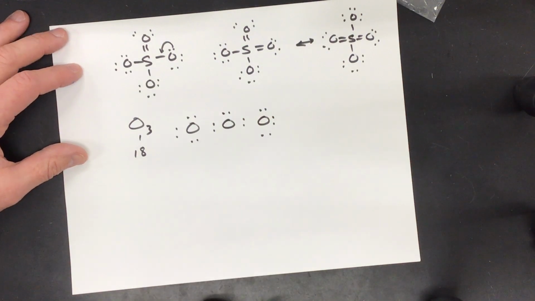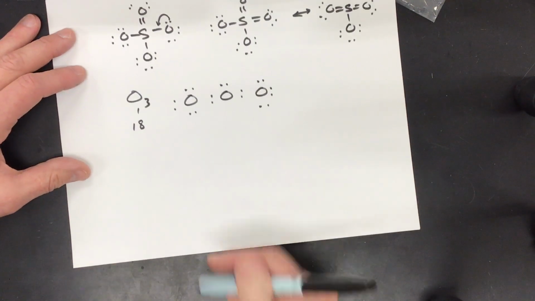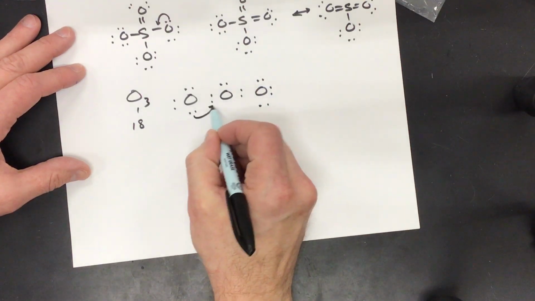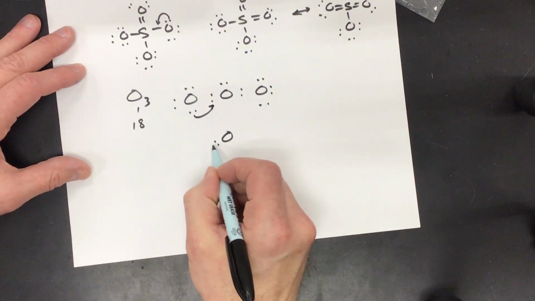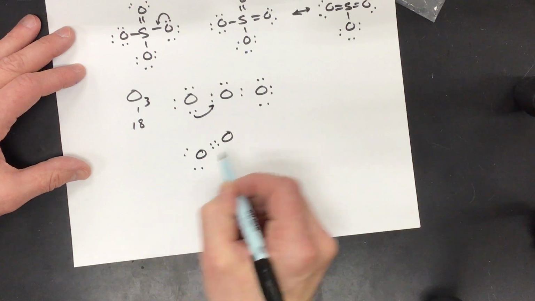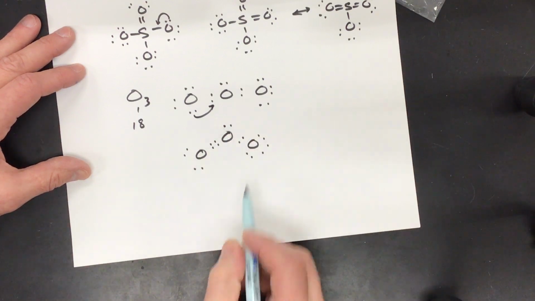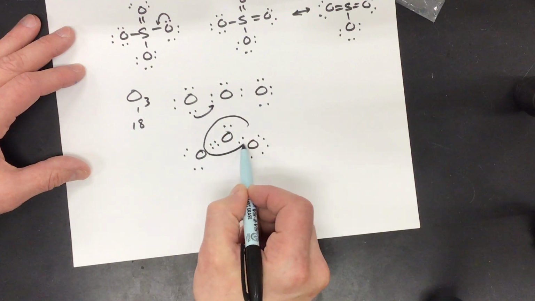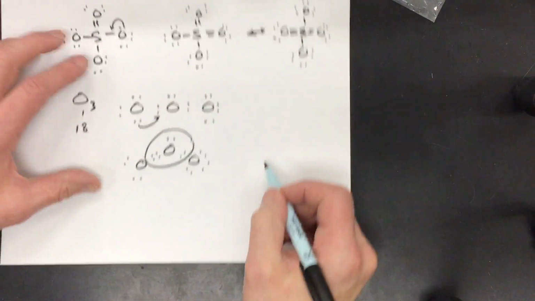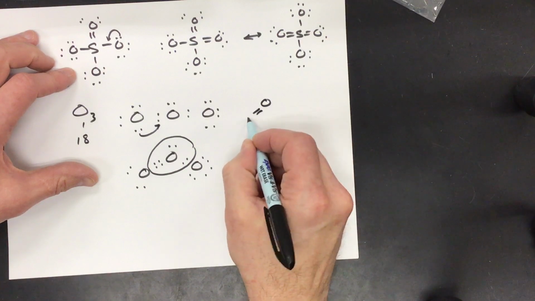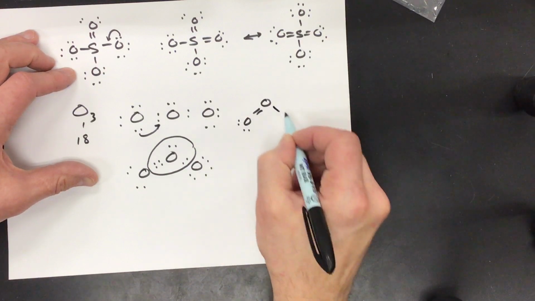Well, the central atom is not happy, is it? It's only got 6. So how do we fix that? Well, you guessed it. Either one side or the other, we're going to form a double bond, and we're going to see that oxygen now in the center is going to be happy because it's got a total of 8. So then one of the structures would look like this if we drew it with the line drawings.